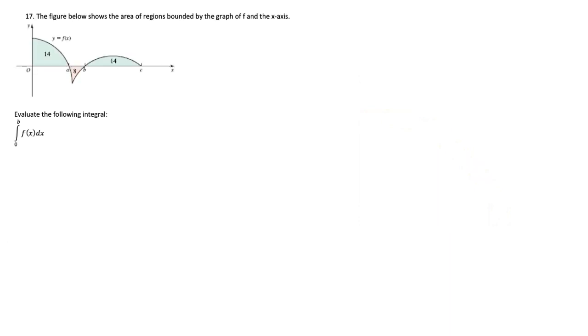The figure below shows the area of regions bounded by the graph of f and the x-axis. Evaluate this from 0 to b. By the fundamental theorem of calculus, we can split this into the integral from 0 to a plus the integral from a to b. The integral from 0 to a is 14, and the integral from a to b is negative 8. So the resulting total area, or net area, is 6.